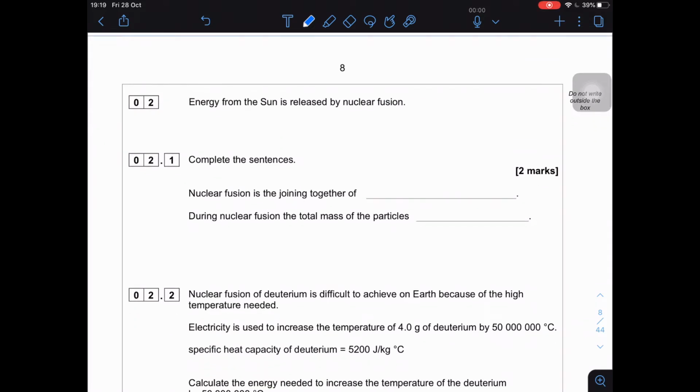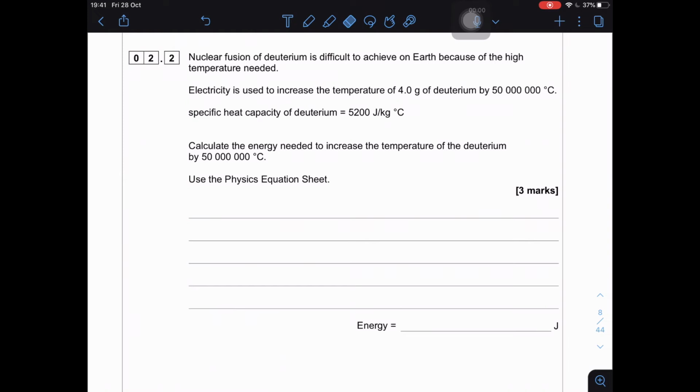Okay, the next question. Energy from the sun is released by nuclear fusion. Complete the sentences. Nuclear fusion is the joining together of nuclei, the plural of nucleus. During nuclear fusion, the total mass of the particles decreases. That's why it's radiating energy.